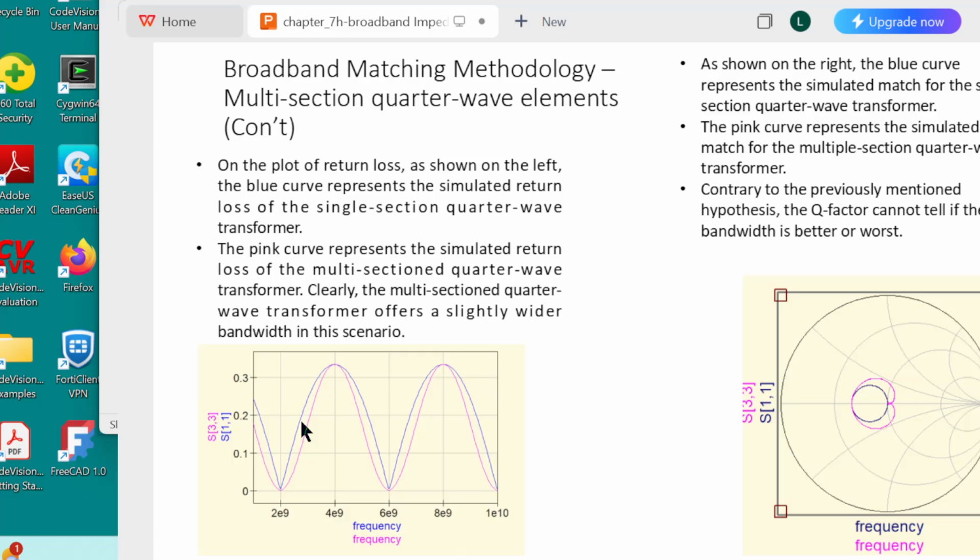That is for the one single quarter wave transformer. The pink one represents two. So you can see there is a huge benefit. The bandwidth is at least much larger. And this is the Smith chart. I don't think you can see anything from the Smith chart.